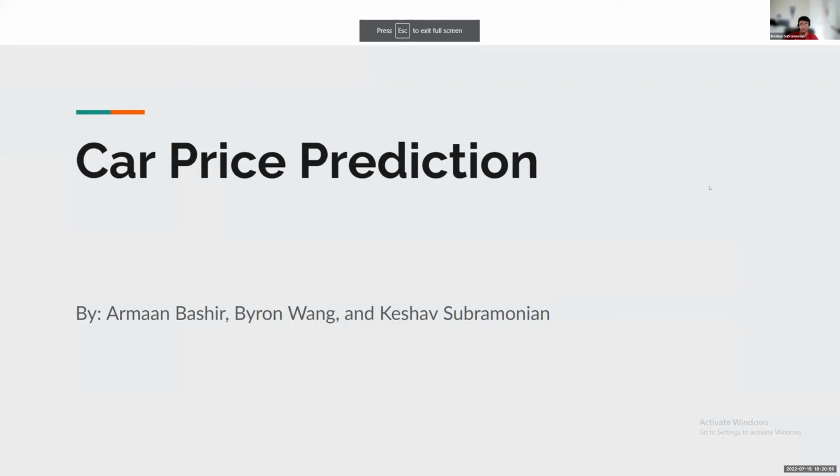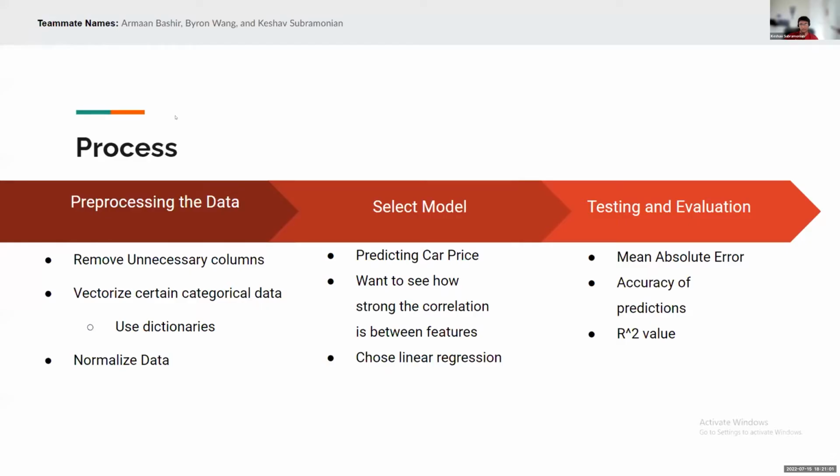Okay, so our project was on car price prediction as well, by me, Armand, and Byron. The first step in our process was to clean our data set, and we did so by removing unnecessary columns, vectorizing categorical columns by using dictionaries and mapping certain indexes to certain words, and also by normalizing the data. Once we did that, we moved on to choosing our model.